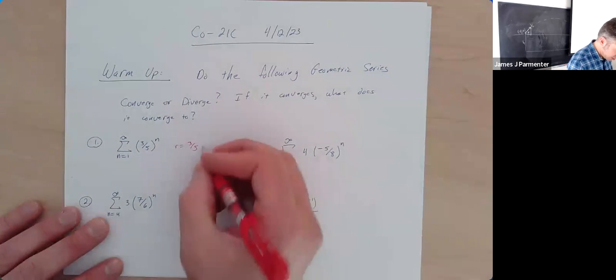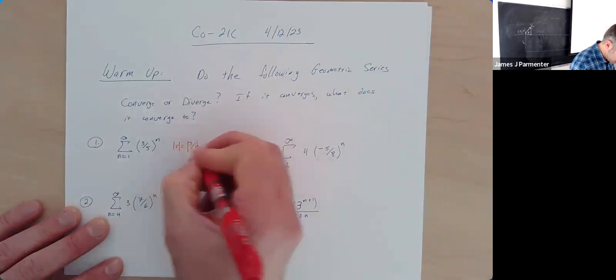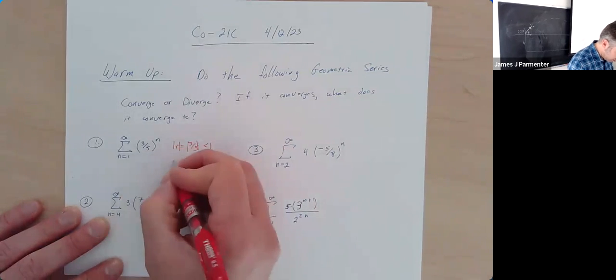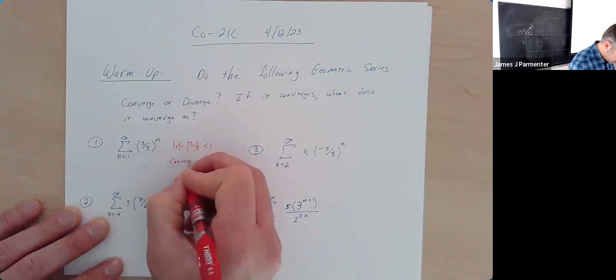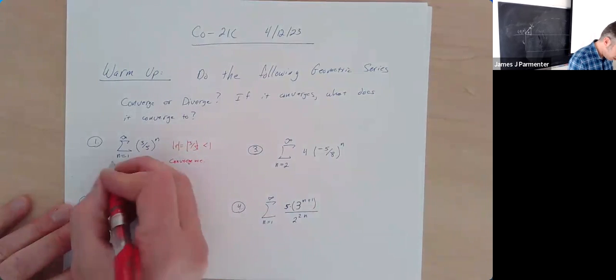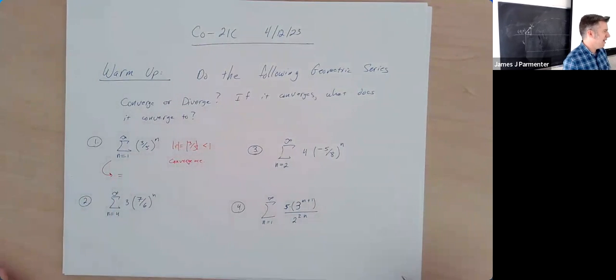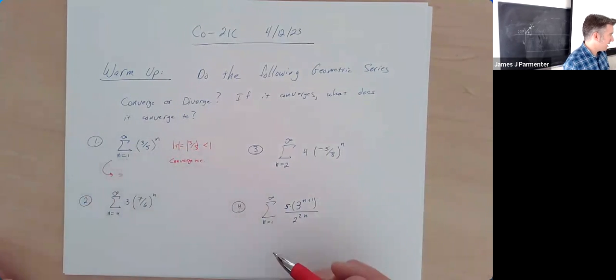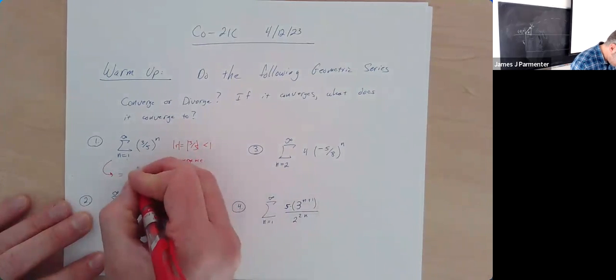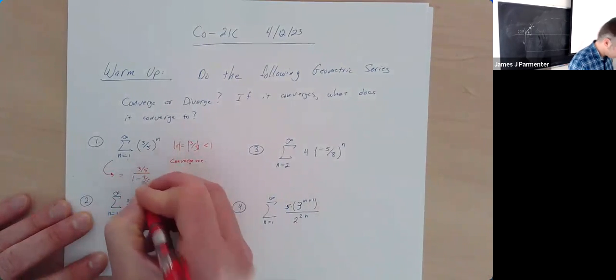And since my ratio is between -1 and 1, or as I like to say, the absolute value of the ratio is less than 1, that means we get convergence. And this series converges to, or it's equal to, the first term, which would be what? Well, if I plug in n equals 1, I get 3/5. So it's the first term divided by 1 minus the ratio.